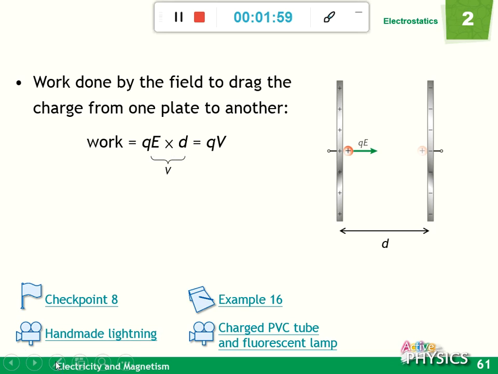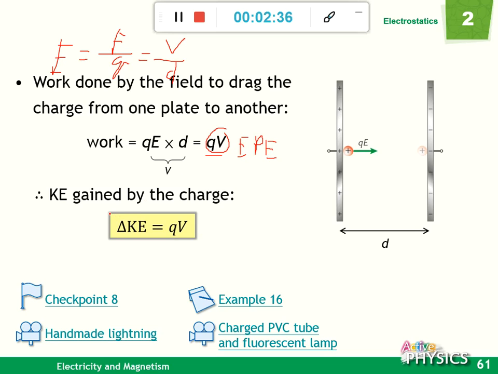But what's the Ed? Based on the definition of E, we have two definitions. One is force per unit charge. The other definition for parallel plates is V over d. So Ed, combine them together, we get QV. We have charge, we have potential difference. Then this energy we will call EPE, electrical potential energy. In this case, EPE gain.